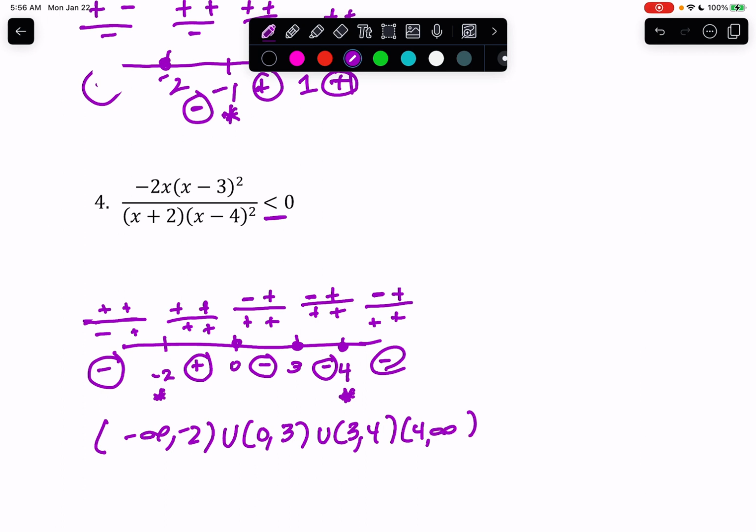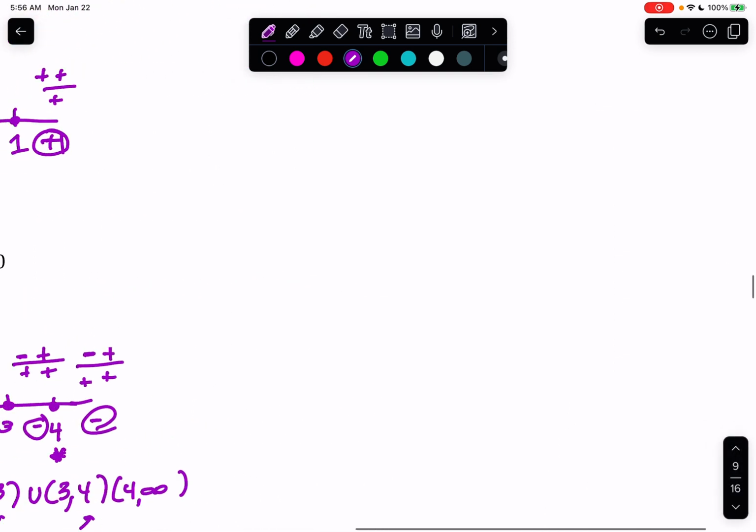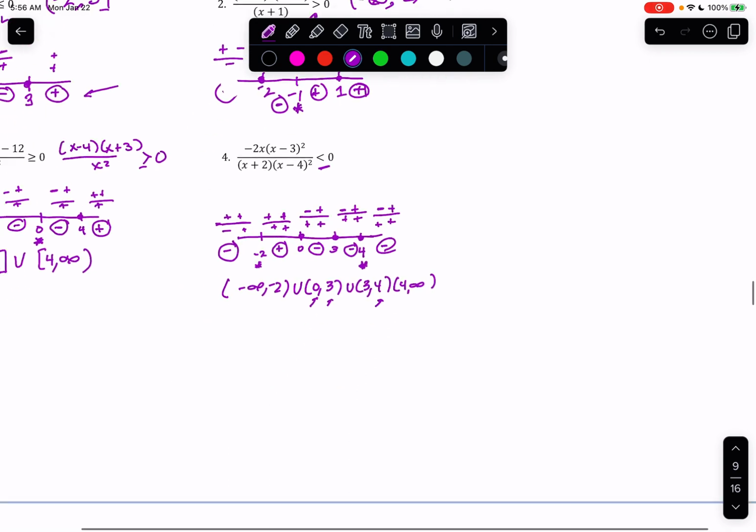Now we have to use the breaks here because it's a 0 at 3, and so each one of these stops at the 0. Okay, and this one stops at the asymptote, but that stops at the 0. And that one is at the 0. And so those zeros are not equal to, this says less than 0, so we can't use those as hard brackets anyway.